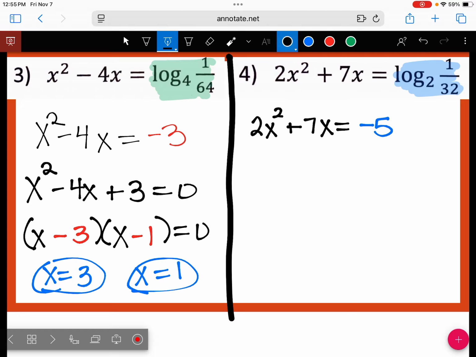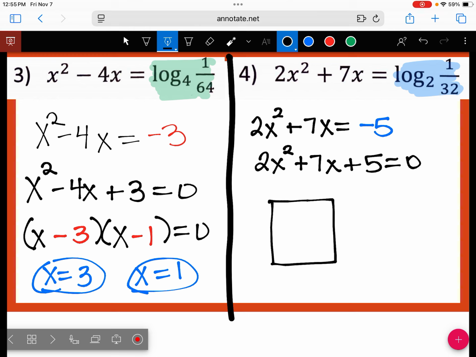Again, it's a quadratic, set it equal to 0. Now this time though, we cannot do a shortcut because A is not 1. So go ahead and make your box. We got our A here, we have our C here. So A times C would be 2 times 5, 10. B is 7. So we need two numbers that multiply to 10 and add to 7. That's what's going to go inside of my box.